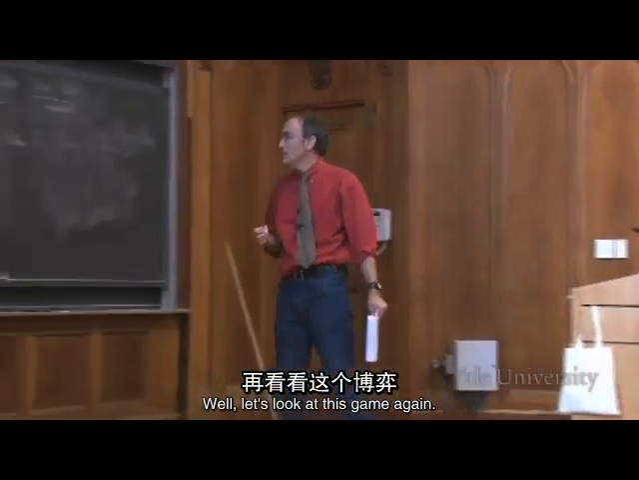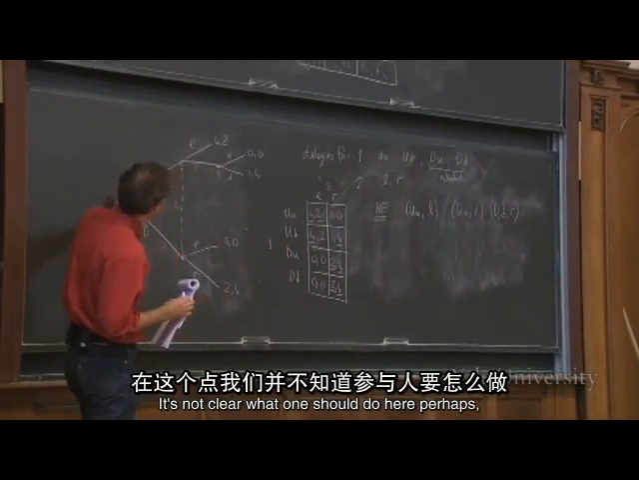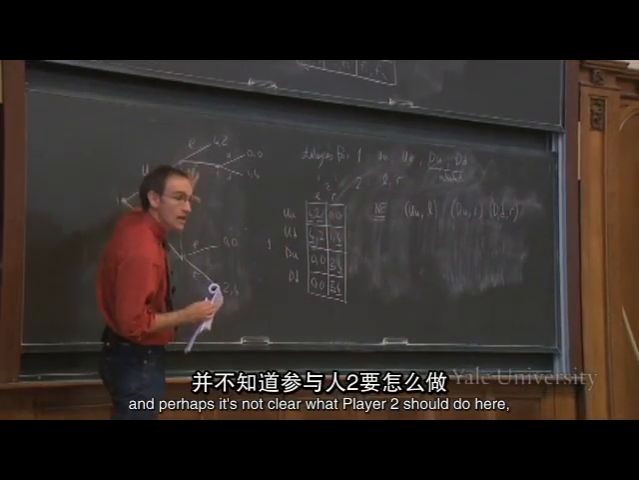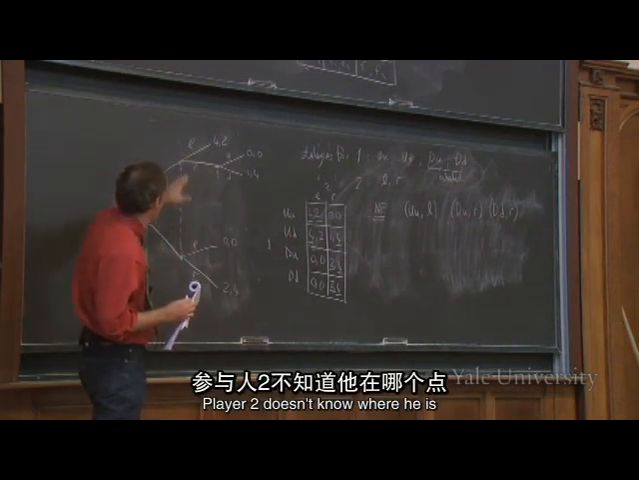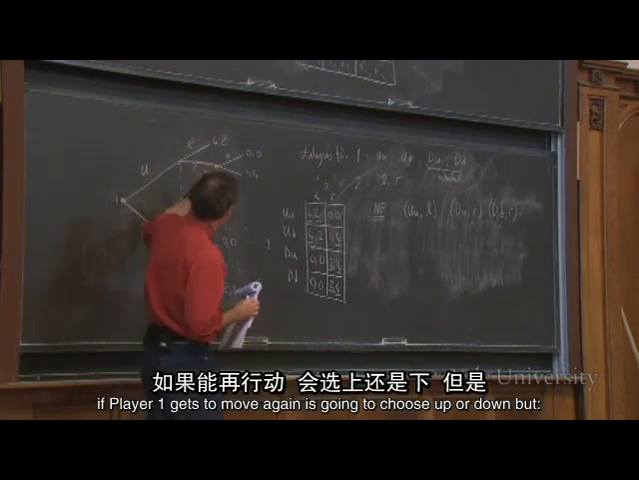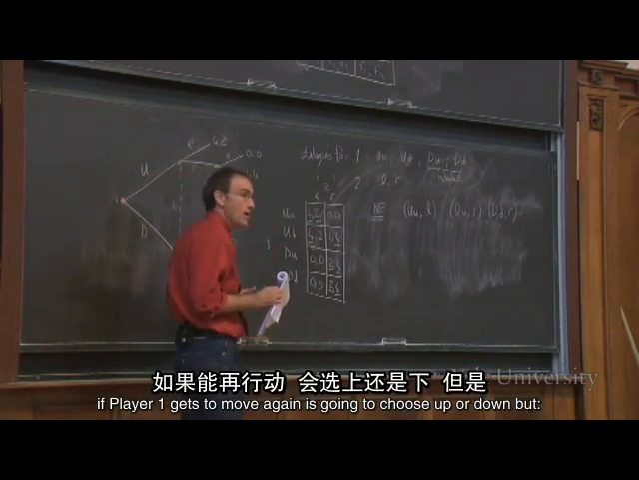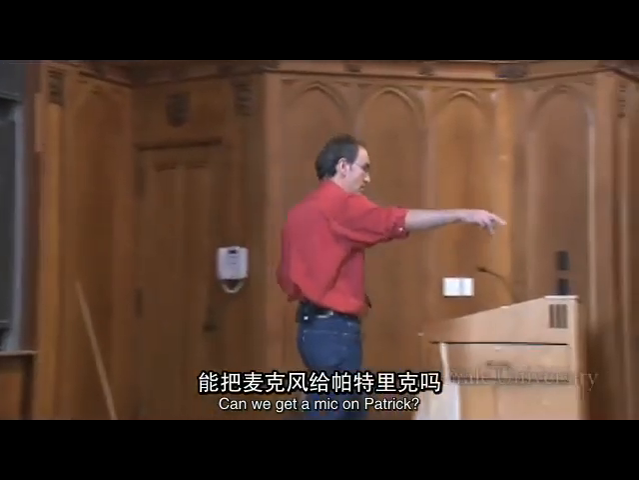Well, let's look at this game again. This game's a little bit complicated. It's not clear what player 1 should do here, perhaps. And perhaps it's not clear what player 2 should do here, because after all, player 2 doesn't know where he is, and he doesn't know whether player 1, if player 1 gets to move again, is going to choose up or down. But, what's the but? Yeah, can we get a mic on Patrick?